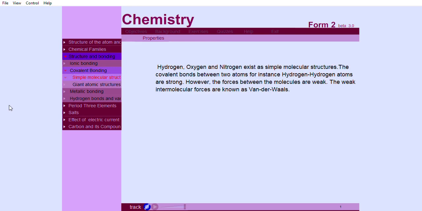Hydrogen, oxygen, and nitrogen exist as simple molecular structures. The covalent bonds between 2 atoms, for instance, hydrogen atoms, are strong. However, the forces between the molecules are weak. The weak intermolecular forces are known as van der Waals.